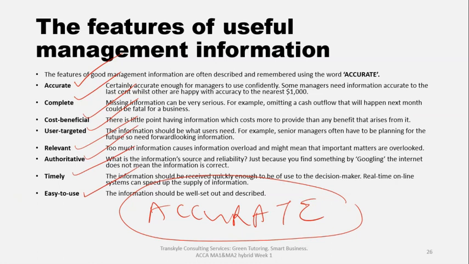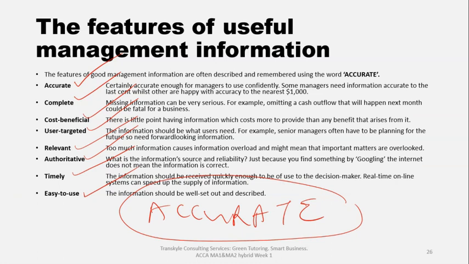Now, when we are talking of accuracy, the information should be accurate enough for managers to use confidently. Some managers need information accurate to the last cent, while others are happy with accuracy to the nearest 1,000 bucks. Some of these issues are also linked to the risk appetite of a business and the size of the company. A $1 billion company can't worry much about a variance of 1,000 bucks, while a $100,000 company might be very inquisitive about any variance more than $100. So it depends on the company and the circumstances surrounding it.